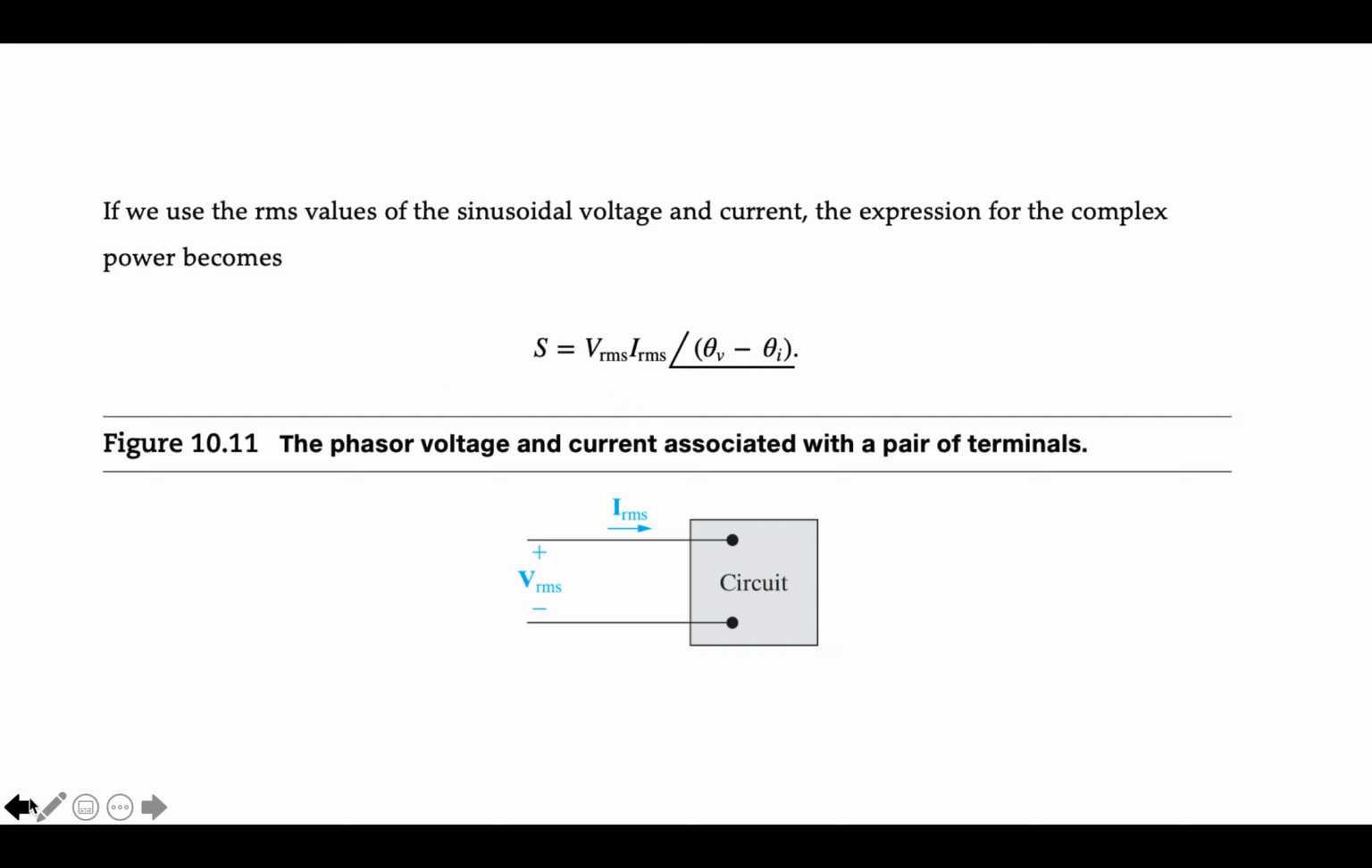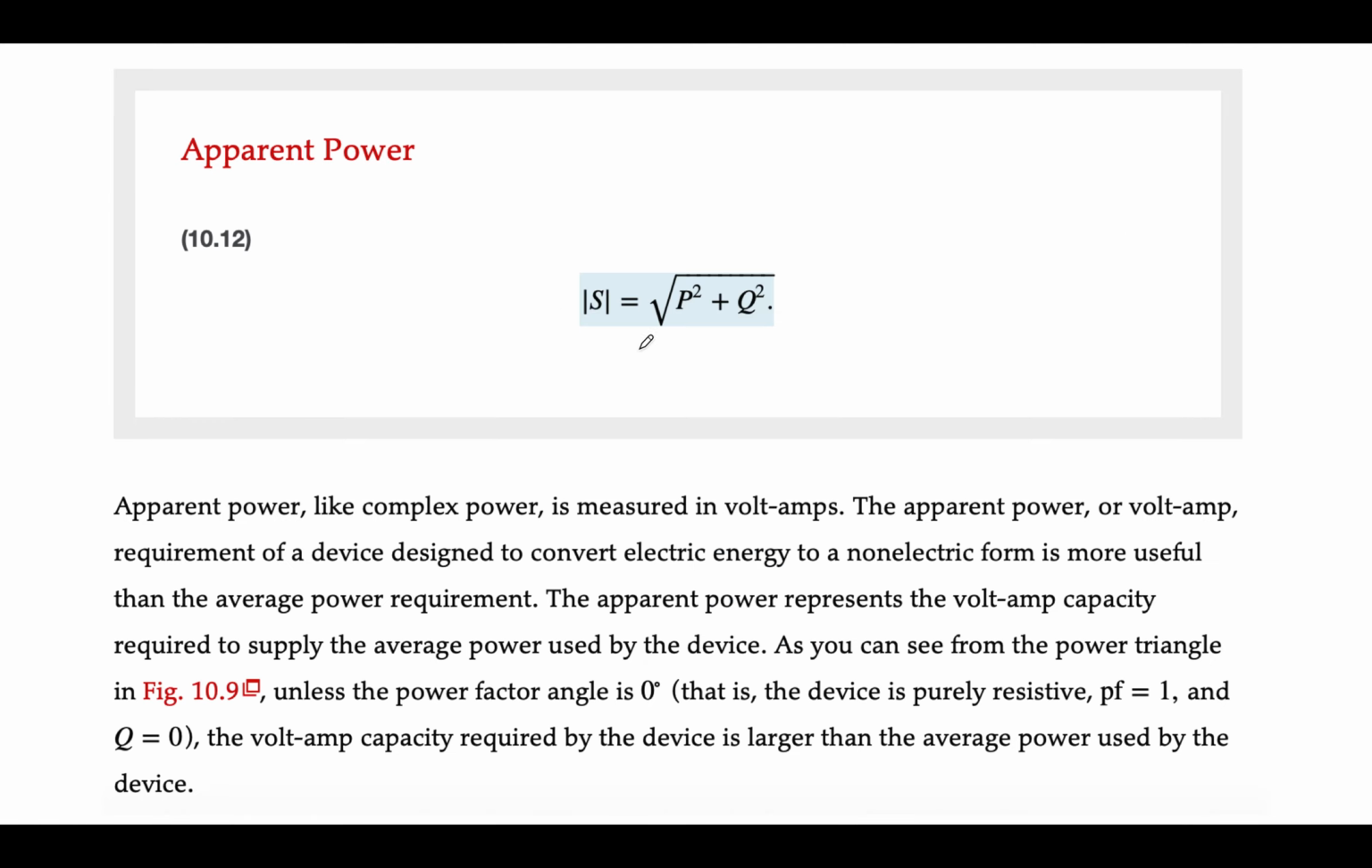The original expressions for P and Q that gave you this P and this Q can either use RMS or magnitude. It just depends on which formula you use.